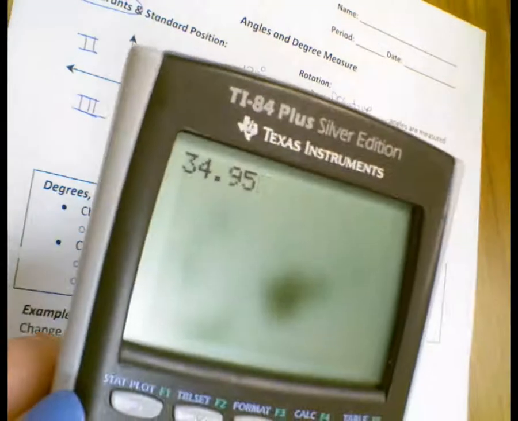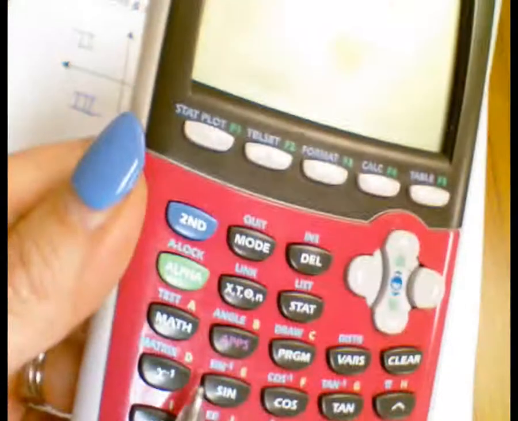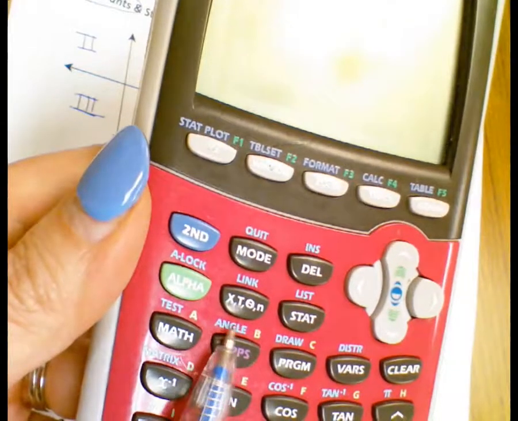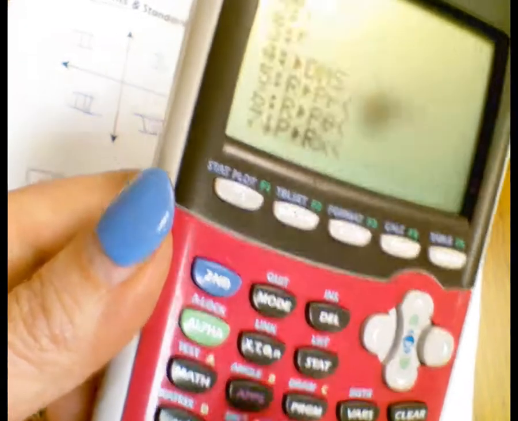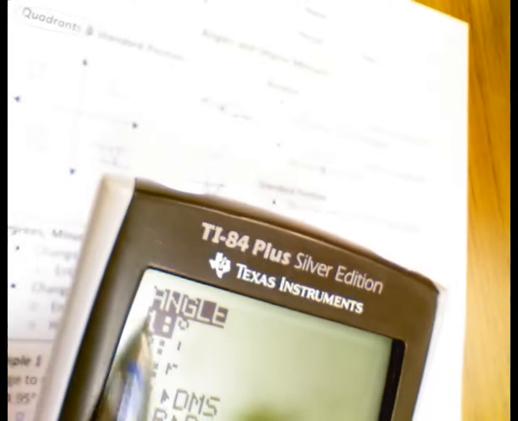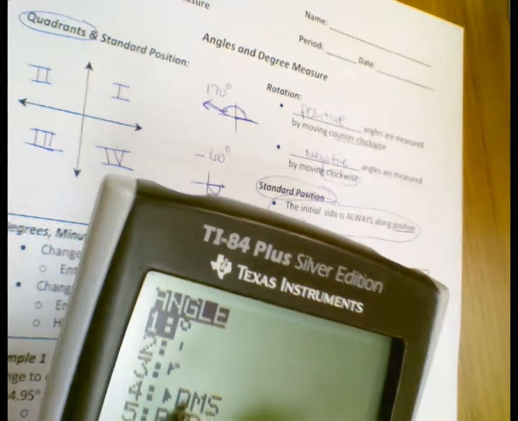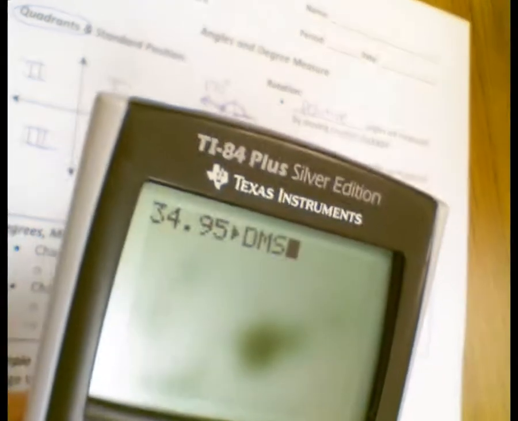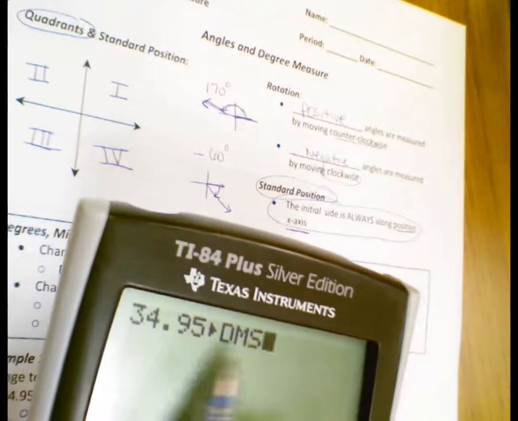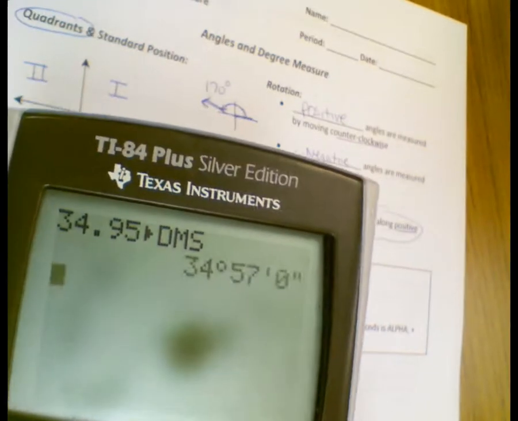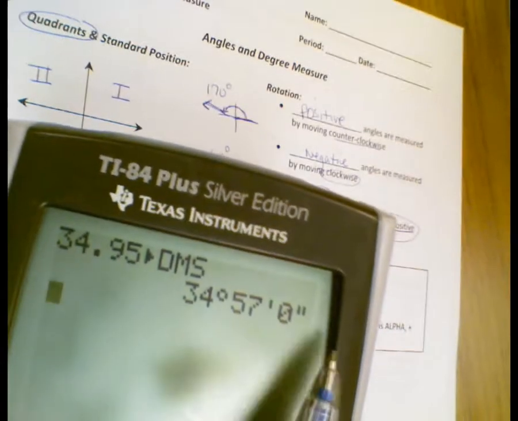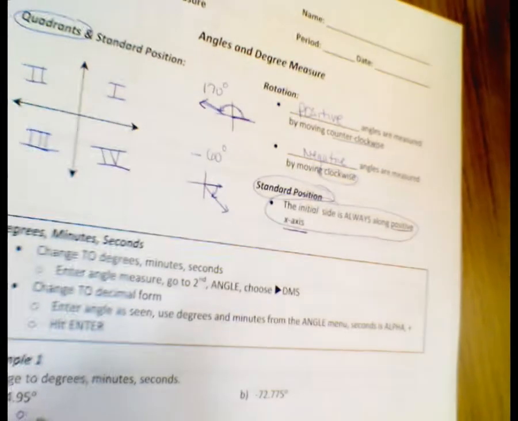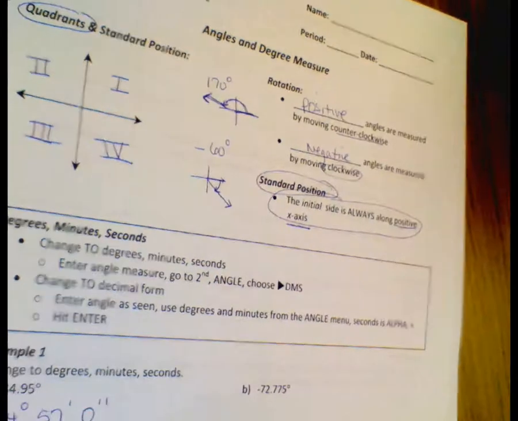So you want to type in the angle, 34.95. See how I typed in the angle? Now you're going to press second apps, which is the angle word above it. When you do that, you get this screen. We want number 4, DMS. It's degrees, minutes, seconds. So press number 4. We want to change 34.95 to degrees, minutes, and seconds, and press enter. And it's 34 degrees, 57 minutes, 0 seconds. So you just write 34, 57 minutes, and 0 seconds, like that.